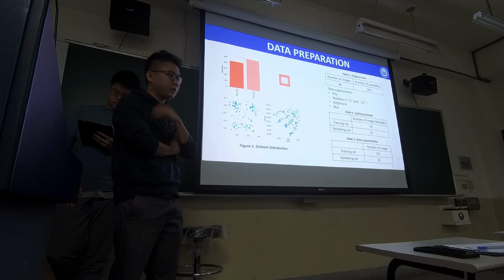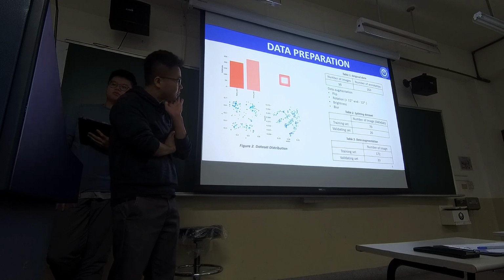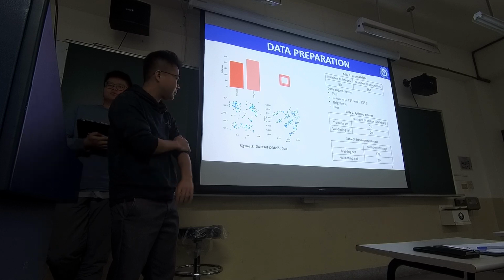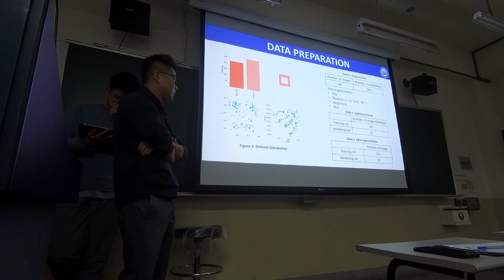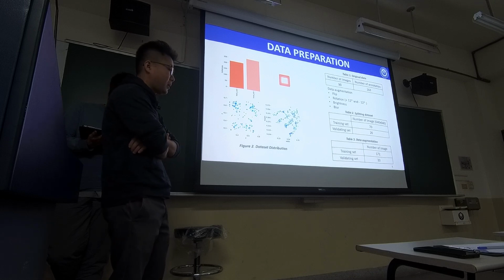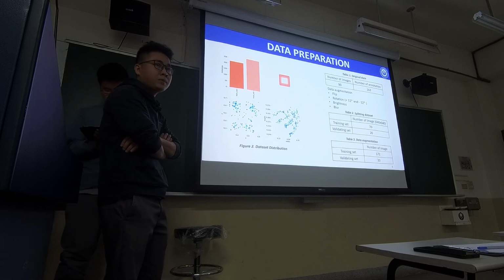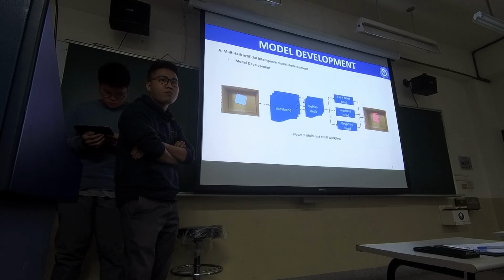And here is how we prepare the data. We have a total of 90 images and 263 annotations. And we perform some augmentation on the images, such as flipping, rotating, adjusting the brightness, and blurring. And later we split the dataset into training and validation sets, and we also split the data that we already annotated into training and validation sets for training our model.